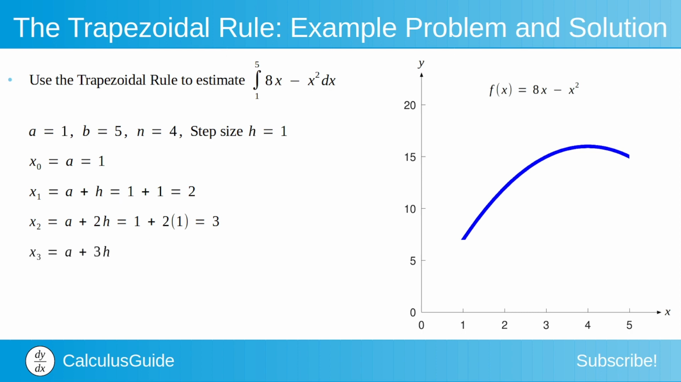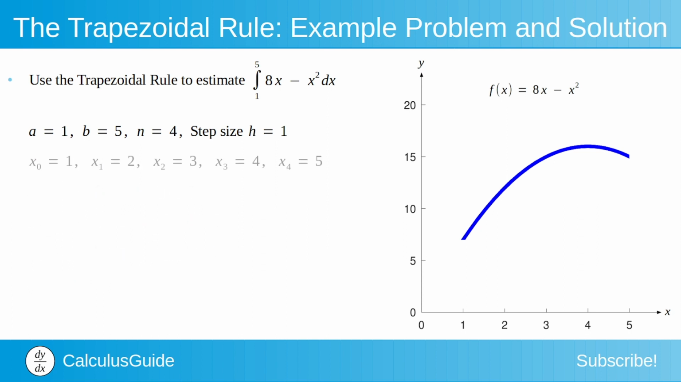x3 is equal to a plus 3h, which is equal to 1 plus 3 multiplied by 1, which is equal to 4. And x4 is equal to b, which is equal to 5. Now I'll calculate the y values at the partition points.